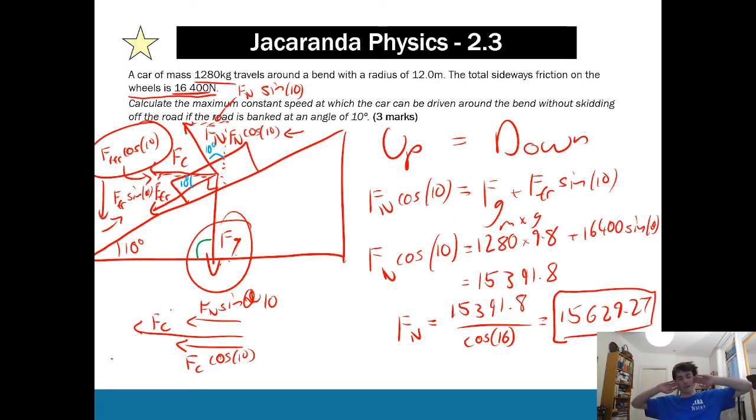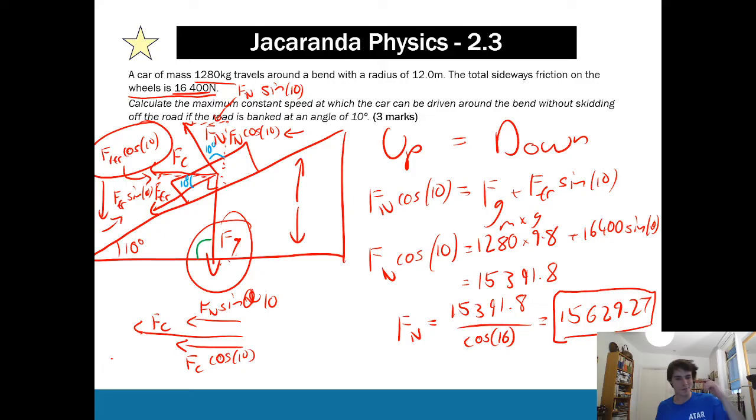Now you might be confused because you might be thinking, hang on, all of these forces are pointing in the same direction, right? Like over here, we were able to say that the forces pointing up were equal to the forces pointing down, so they cancelled each other out. But in this case, all of our forces are pointing in the same direction. What's going on? How can we solve this?